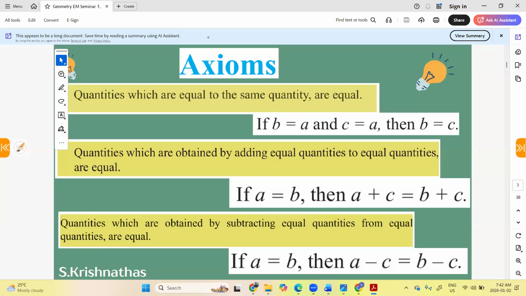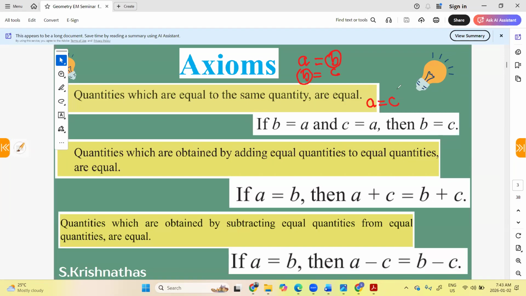You know these axioms, students. What is the first one? Take the first one. Quantities which are equal to the same quantity are equal. For example, A equal to B and B equal to C. What is the conclusion? One more time. A equal to B, B equal to C. Then what is the conclusion? Yes, students, B is common to both equations. Now, A equal to C.